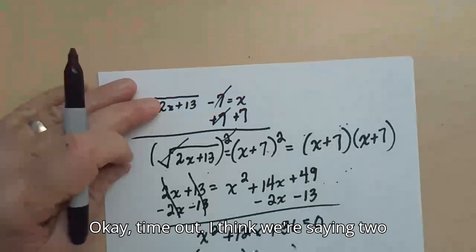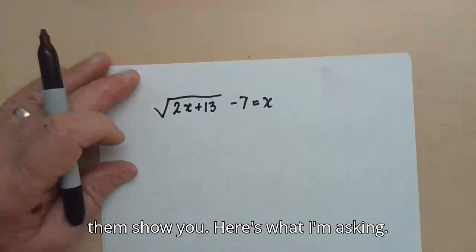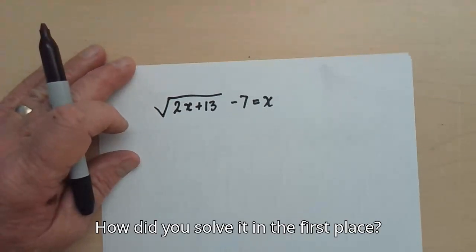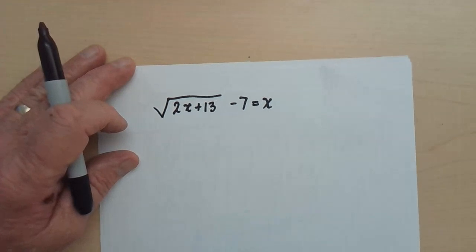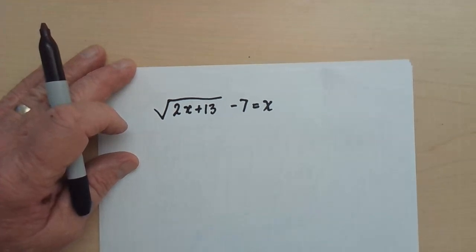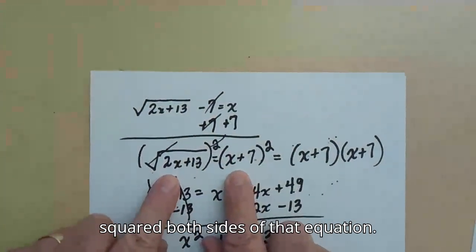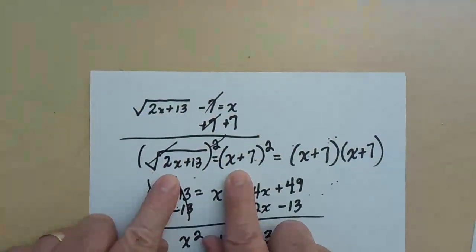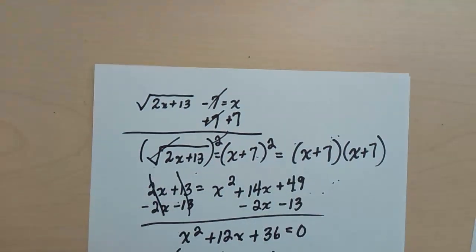Okay, timeout. I think we're saying two different things. Why don't you just let her show you her work? Here's what I'm asking. How did you solve it in the first place? How did you find the -6 number? Because the way I found it is I added 7 to both sides and then squared both sides of that equation. Yeah, I'm talking about the solution at the bottom for that. Are you saying we should run this? You're just talking about checking your solution. Yeah, checking it.